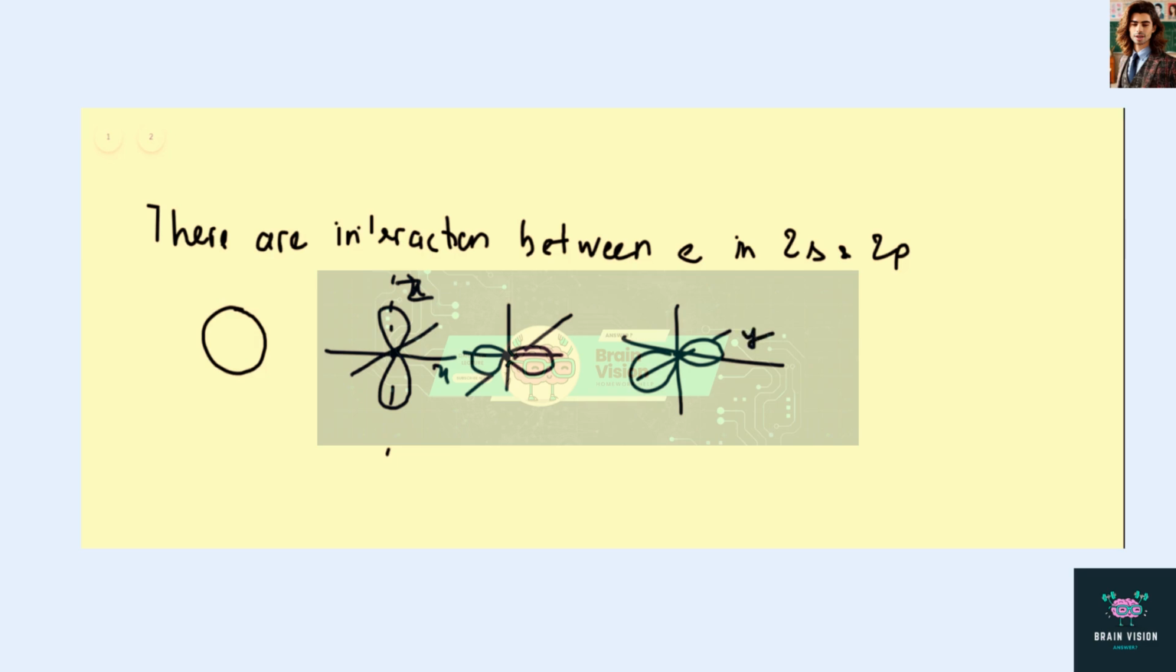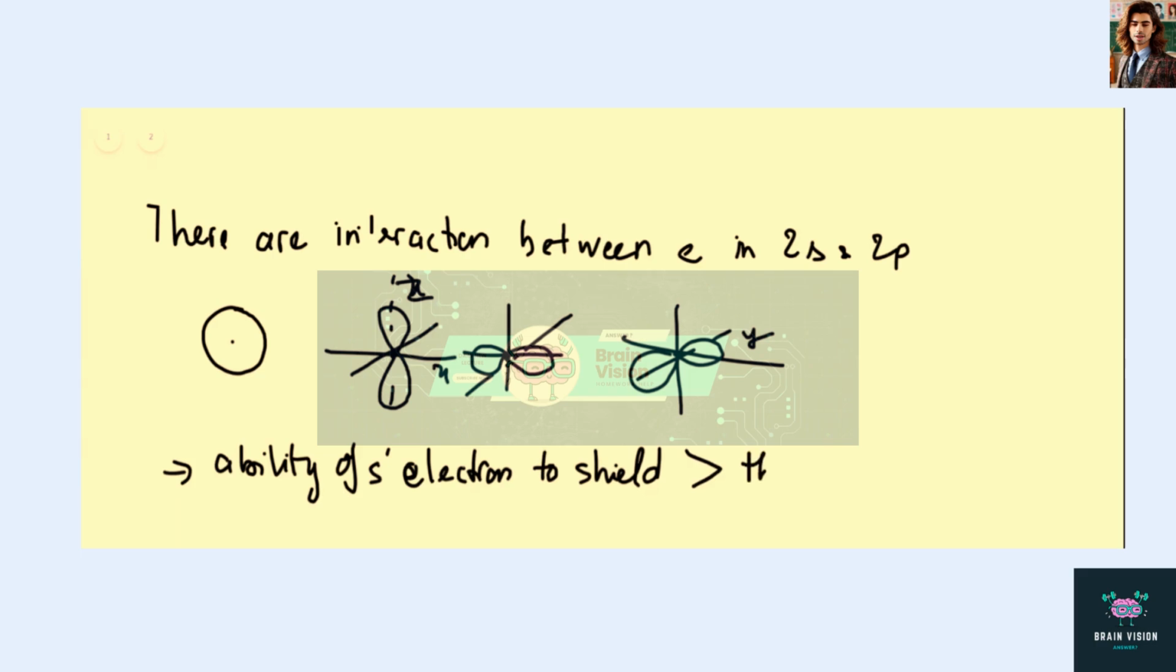Because of the shape of these orbitals, the ability of the p orbital to shield an excess electron from the nucleus is much weaker than the opposite. In other words, the ability of the s orbital, the s electron, to shield is larger than that of the p electron.